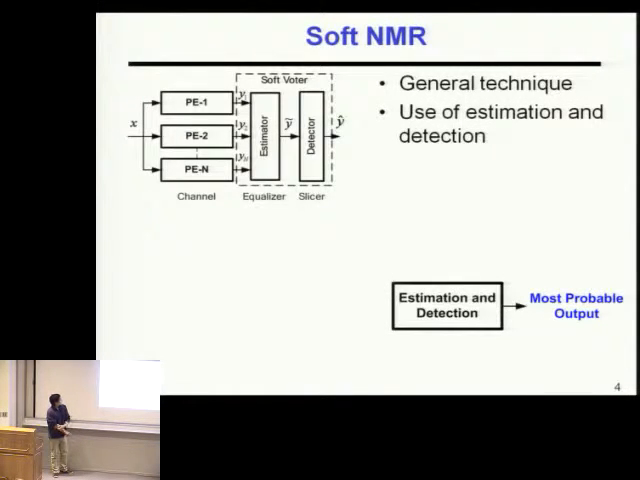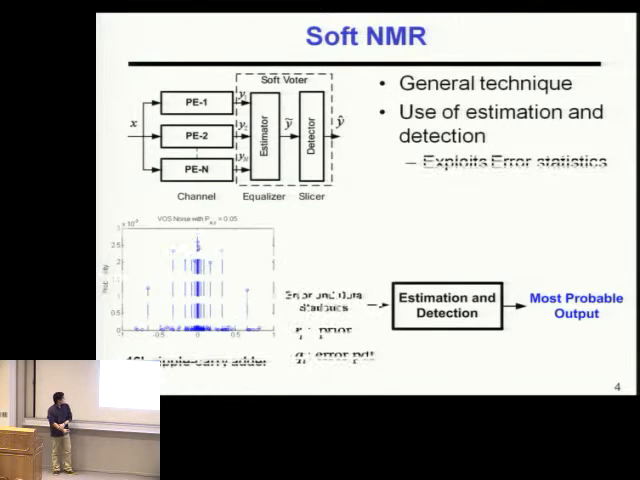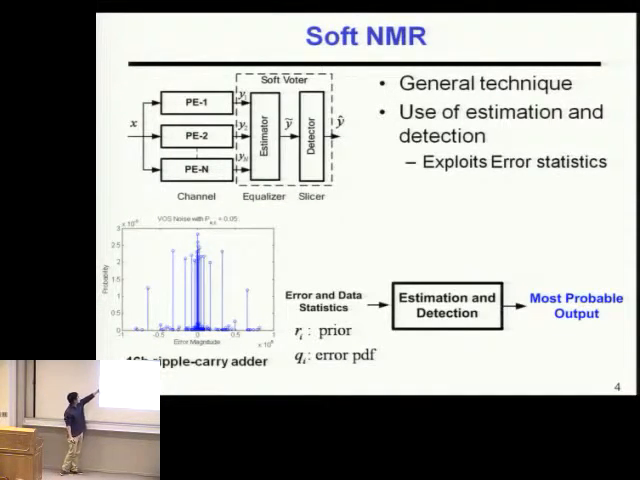The soft voter uses estimation and detection techniques, and what this does is take its inputs, which I'll be explaining, to find the most probable output. One of the most important inputs is error statistics. We have to characterize the errors that the circuit will exhibit, and then we can generate some sort of error statistics like this. This is a 16-bit ripple carry adder subject to voltage overscaling.